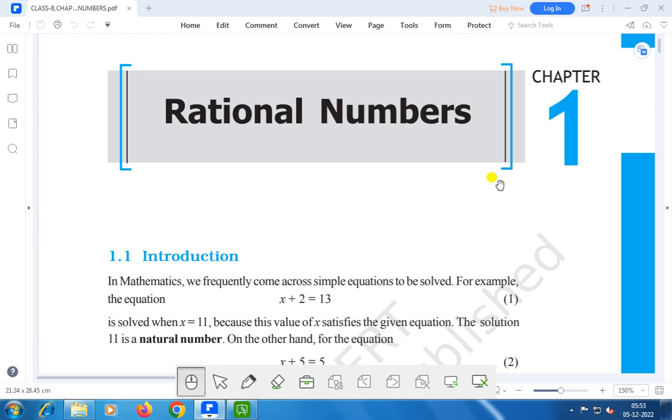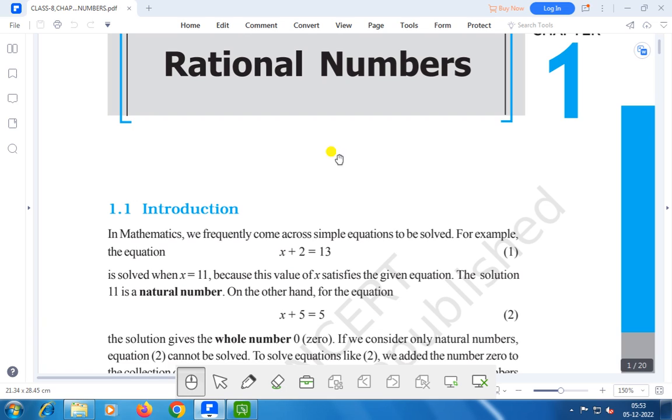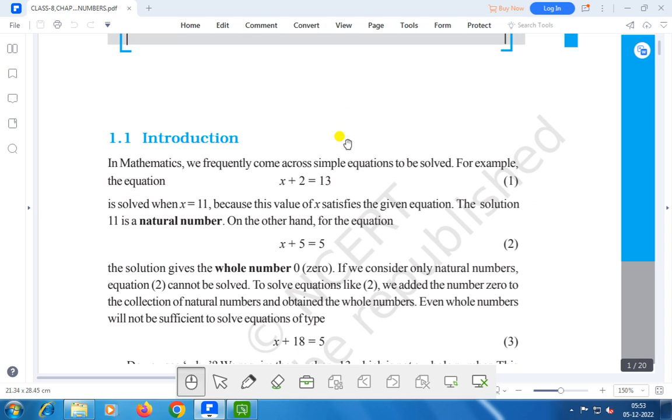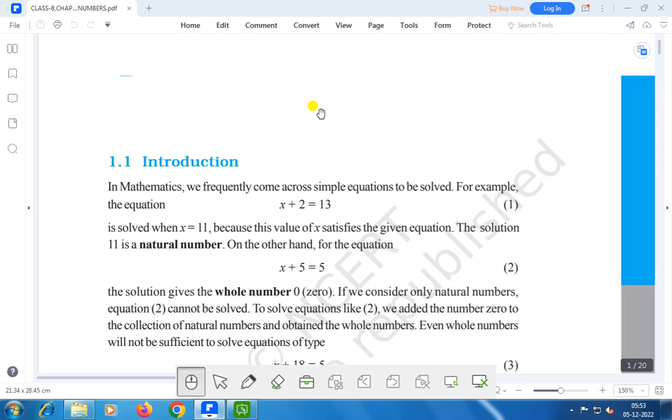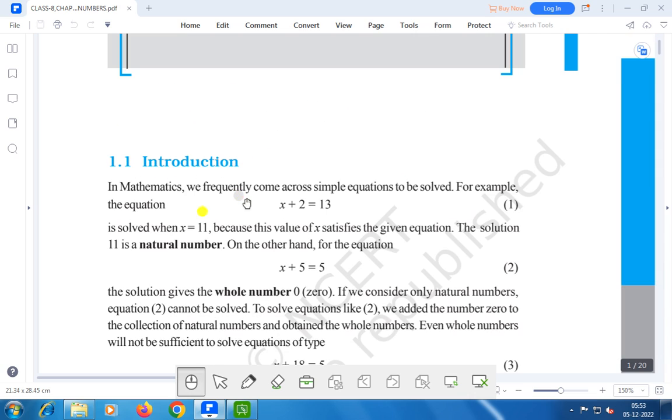Today we shall discuss class 8 chapter 1, that is rational numbers. Today we will have an introduction of rational numbers. Let us first learn about rational numbers. First is introduction.